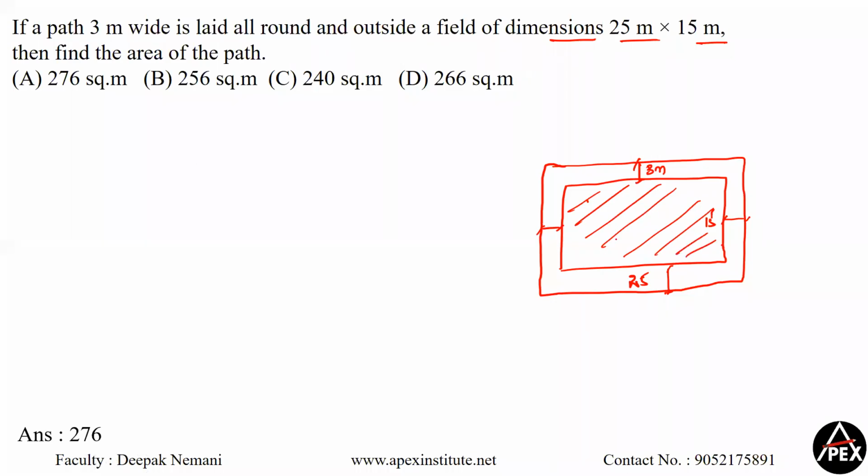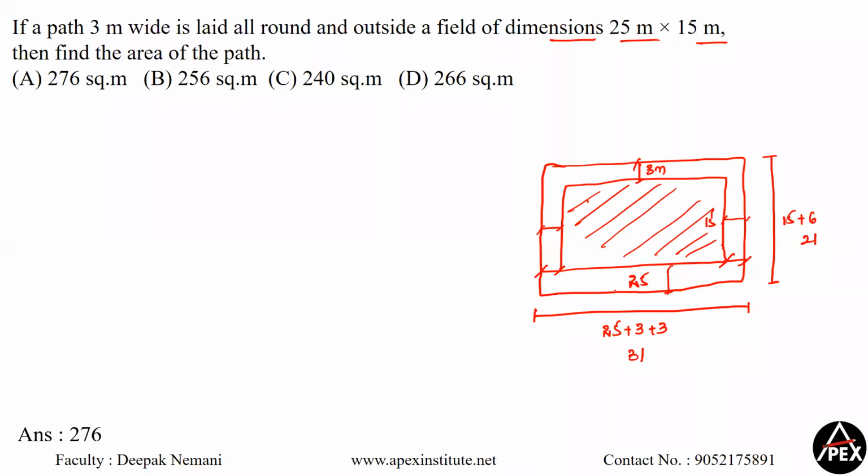Perfect. Now this is 15, this is 25. What will be this length? 31. It will be 31: 25 plus 3 meters here and 3 meters here. Many students will only consider one width of 3 meters. No. From this point to this point, the length of the outer rectangle will be 25 plus 3 plus 3, so 31. Now what will be the width of this rectangle? This is 15 plus 3 plus 3, 21.